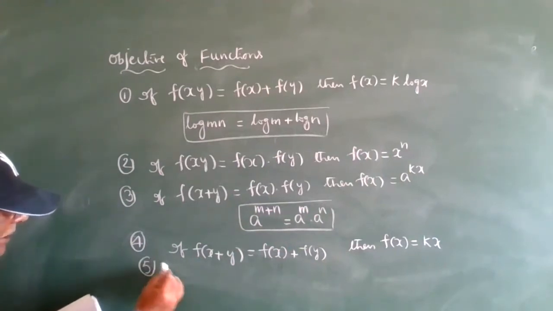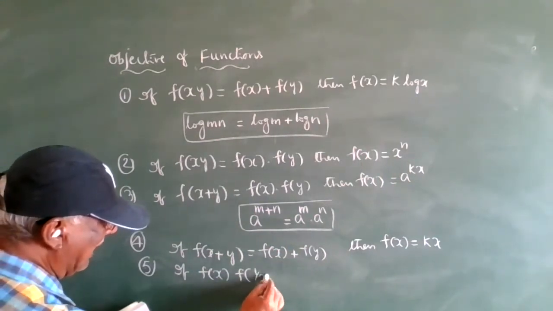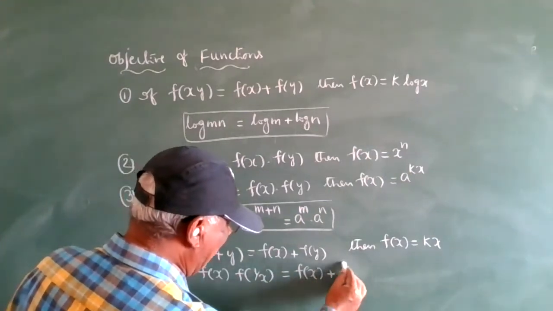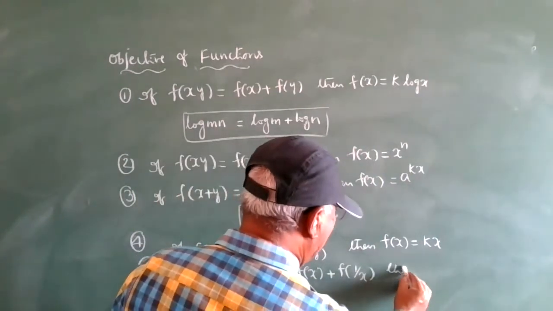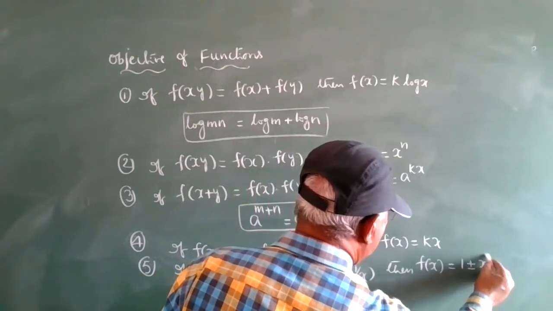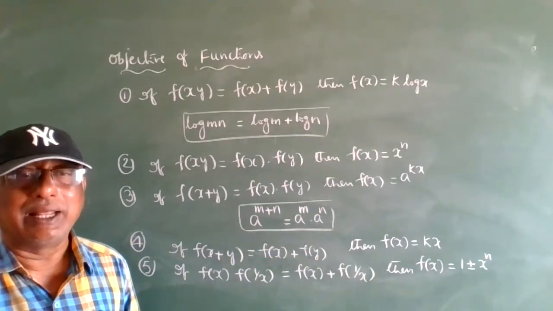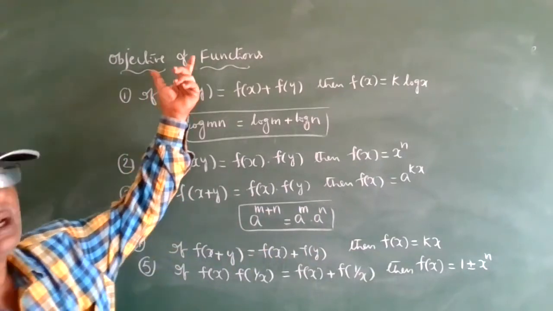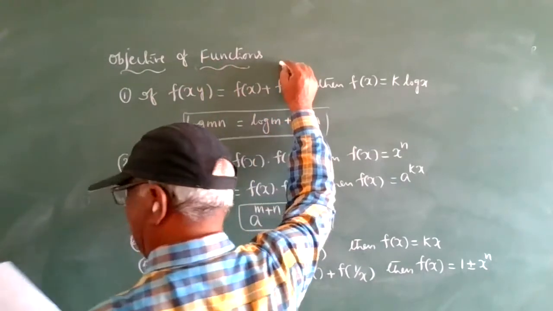Last, fifth one, if f of x into f of 1 by x is equal to f of x plus f of 1 by x, then f of x is equal to 1 plus or minus x power of n. These formulas must be read and remembered. Depending upon that, they should be asked. These are called functional equations. So the name is functional equation.